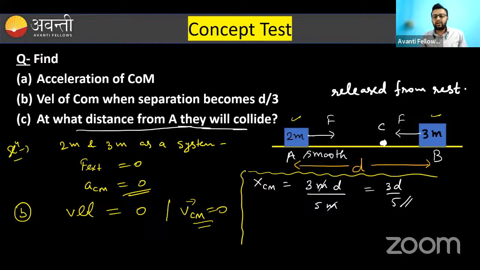So how would it be possible when these two blocks meet at this point? Only when these two blocks meet at this point will center of mass remain at this point. So at what distance from A will they meet? You will say 3d by 5 meters. Someone has answered that question. 3d by 5, very good. Answered by JNV Akola. Very good, JNV Akola. You are doing a great job here.